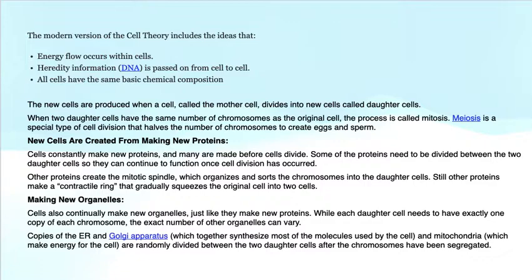Making new organelles: cells also continuously make new organelles, just like they make new proteins. While each daughter cell needs to have exactly one copy of each chromosome, the exact number of other organelles can vary. Copies of the endoplasmic reticulum and Golgi apparatus, which together synthesize most of the molecules used by the cell, and mitochondria, which make energy for the cell, are randomly divided between the two daughter cells after the chromosomes have been segregated.